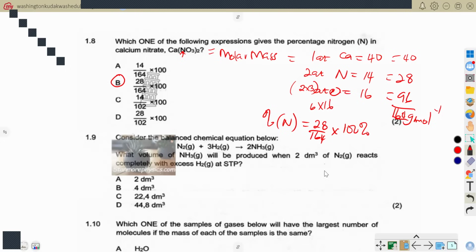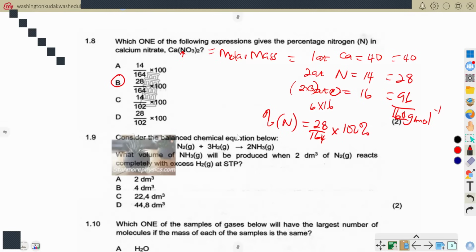Now let's go to the following question, which is saying, consider the balanced chemical equation below. Nitrogen gas plus hydrogen react to form ammonia. So 1 mole of nitrogen is reacting with 3 moles of hydrogen to form 2 moles of ammonia. And then they are asking, what volume of ammonia gas will be produced when 2 decimeter cubed of nitrogen reacts completely with excess hydrogen?